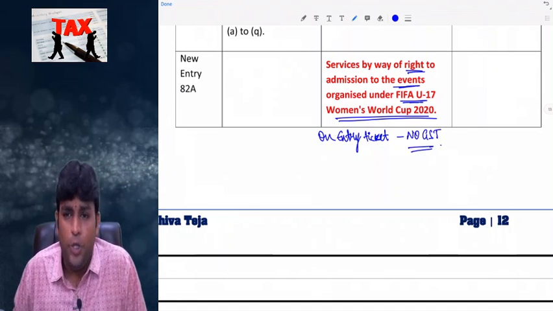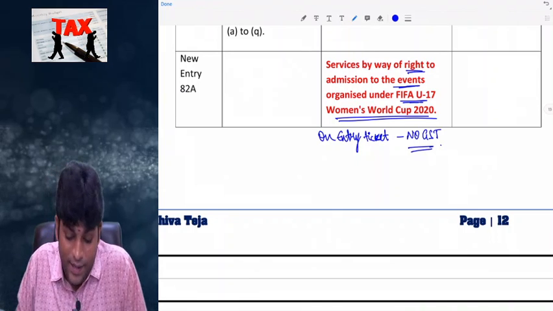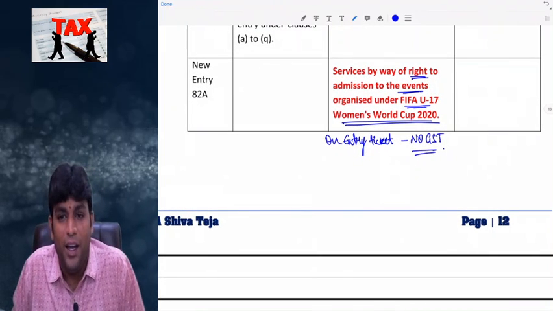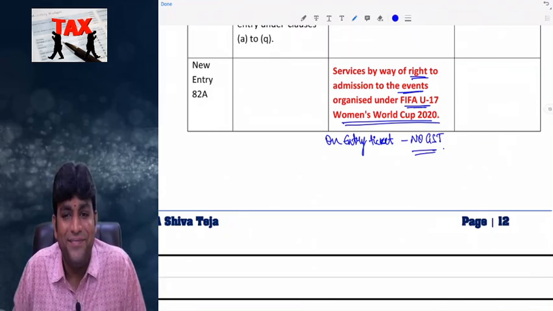On the entry ticket, no GST. What we covered earlier was services by FIFA, services to FIFA. Now we are talking about entry ticket.